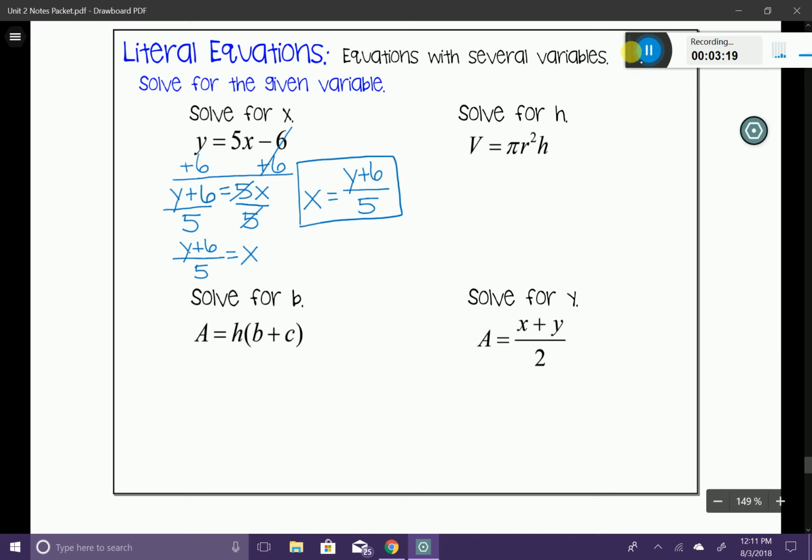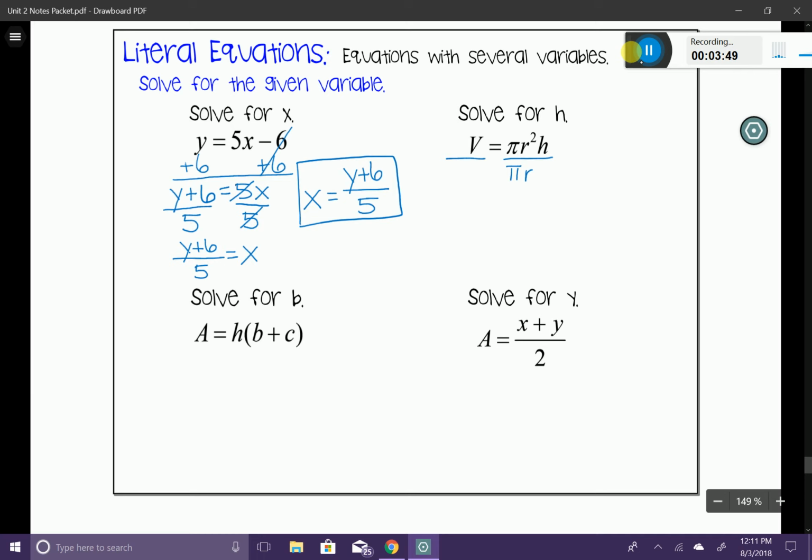You can see that right now it's set equal to V. So I'm trying to eliminate pi r squared. You can also see that all three of those terms on the right-hand side are being multiplied by one another. So what I can do is divide both sides by multiple terms. I'm going to divide by pi r squared. If you want to take it one by one and divide by pi and then divide by r, you can do that, but this is a nice, easy way to do this.